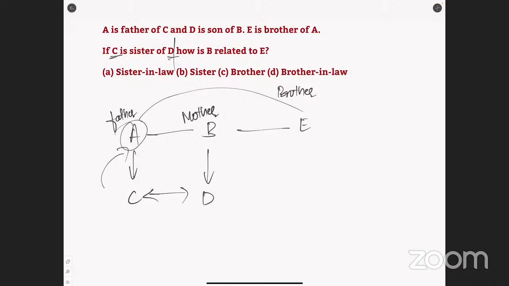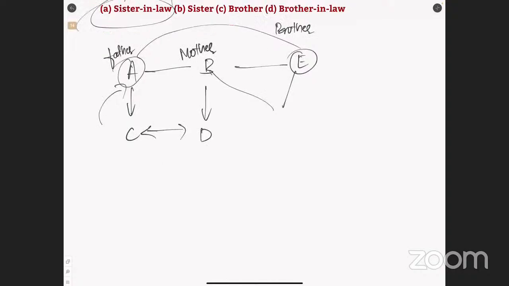Okay, A has a brother named E. And what is the relationship of E and B? This is very easy. B is none other than the sister-in-law of E. Okay. Do we have that option, sister-in-law? Yes, of course, we have this option, option A. So that is in fact the right answer. Moving on.